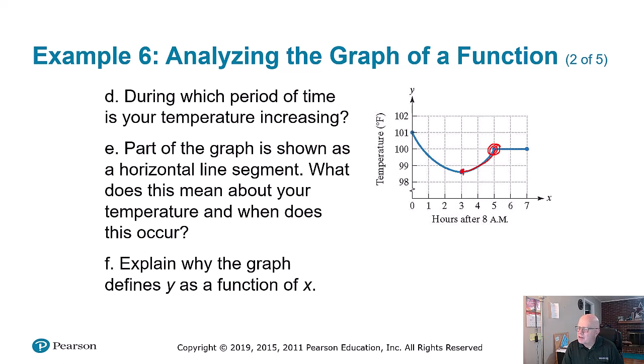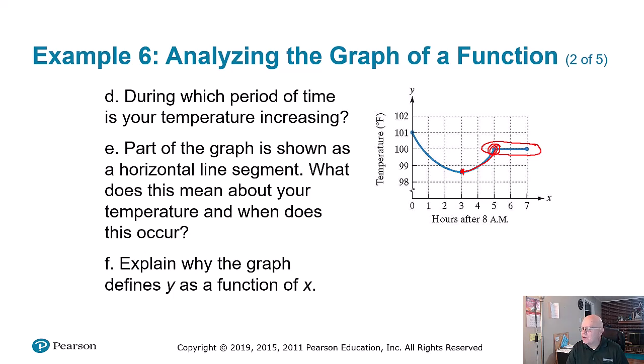Part of the graph is a horizontal line segment. What does that mean about your temperature? Here's a horizontal line segment. What does that mean for your temperature from 5 hours to 7 hours after 8 a.m.? Well, it means that it's staying stable.